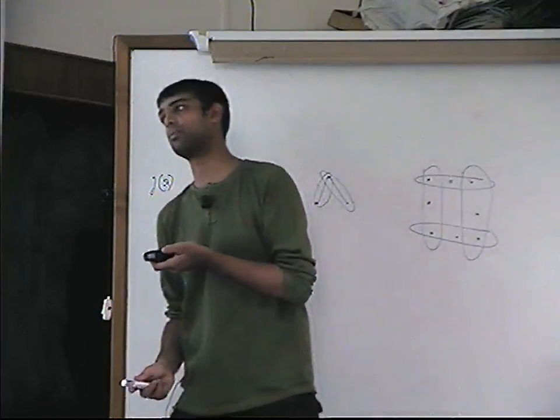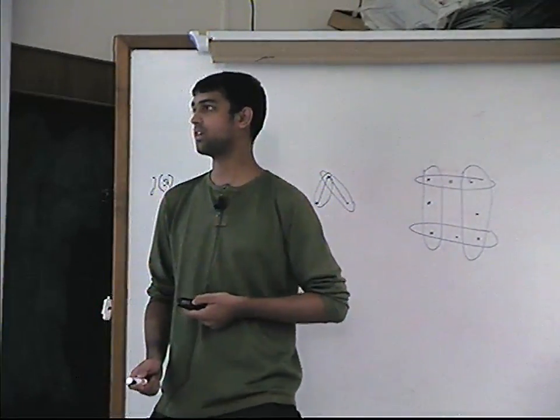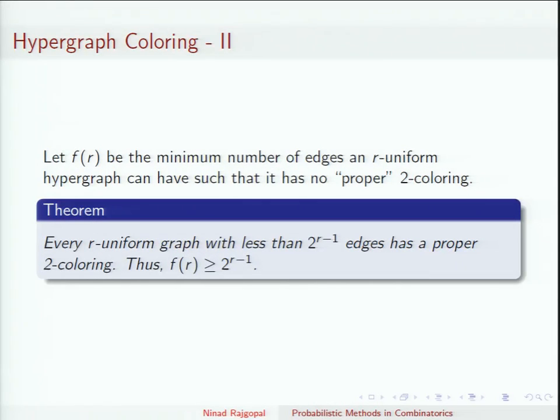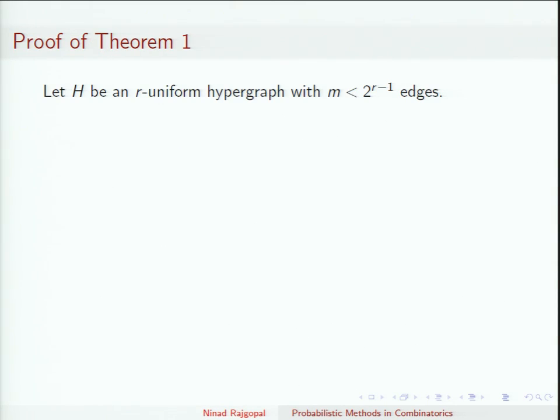So for an R uniform hypergraph, f of r is at least 2 power r minus 1, which means that if I take an R uniform hypergraph, I need at least 2 power r minus 1 edges for it not to be two colorable. So we will prove this by using a random assignment of colors. So how do I do this? I take every vertex of the hypergraph, toss a coin. If it is a head, I assign it the color red, for example. If it's a tail, I assign it a color blue. So we'll take the probability, let this be a fair coin, and the probabilities are half.